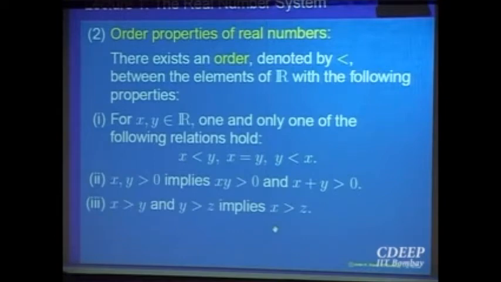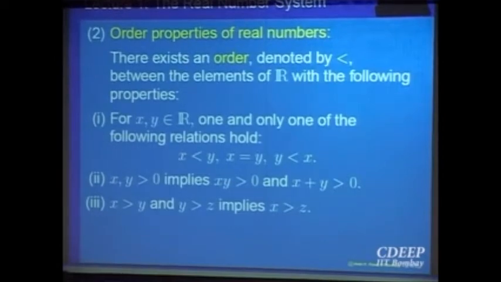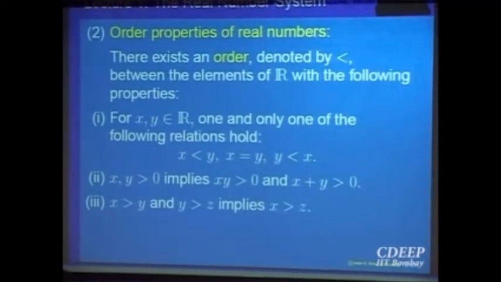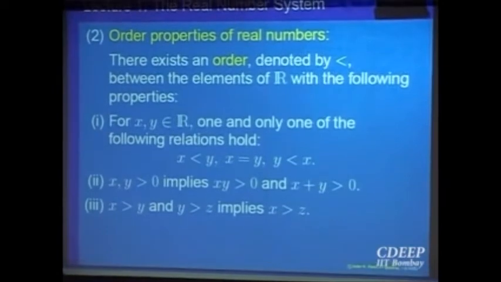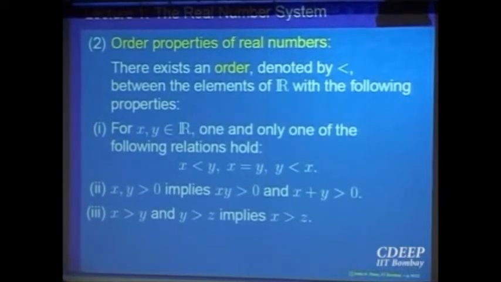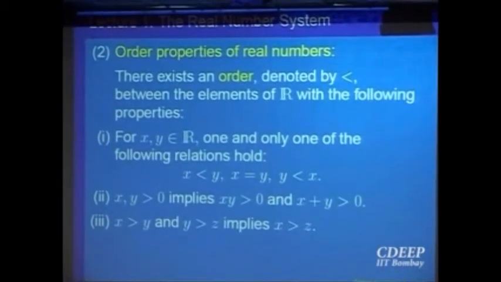And of course, there is a third property: if x is bigger than y and y is bigger than z, then x is bigger than z. Right? If you can compare them and each is bigger, then x must be bigger than z. So, these are the properties of the order on real numbers. One was algebraic properties, the other was order properties.